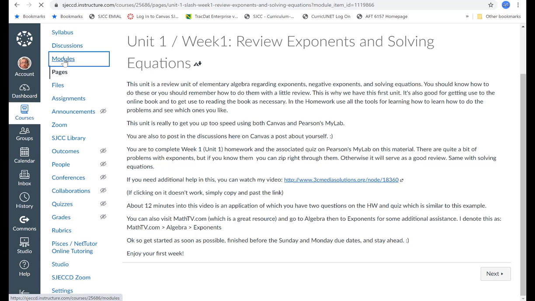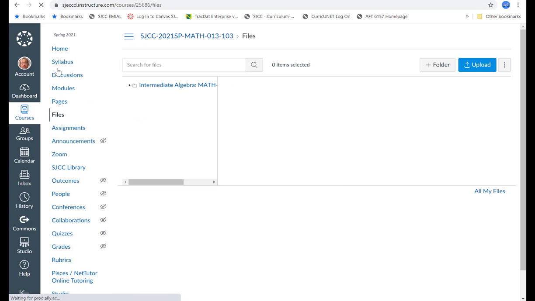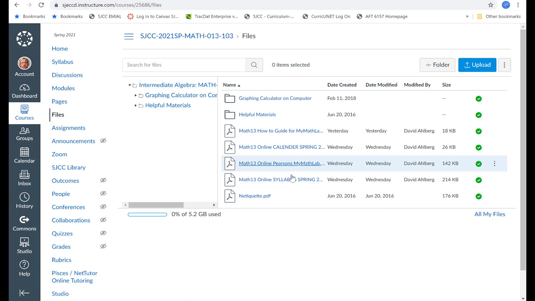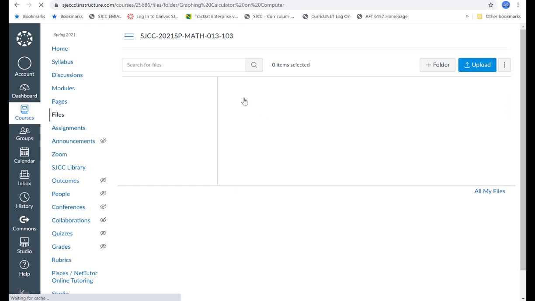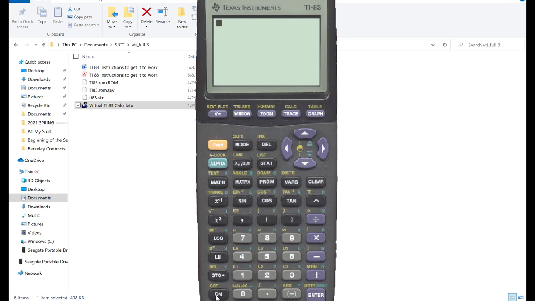Okay, that's modules. Now there's files. If you click on files, here's where the class, these 4 documents are, the files. There's also Netiquette, be nice to each other. There's a graphing calculator. It's a TI-83 calculator that you can use. Here's the instructions on how to do it and the program. Turn it on and you can use it as a calculator.